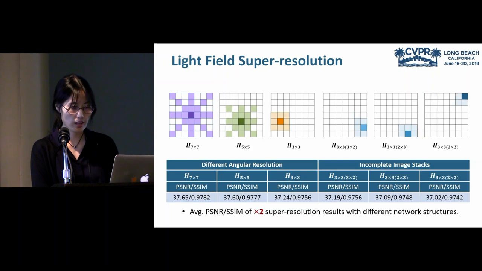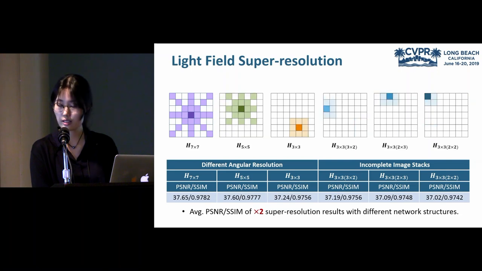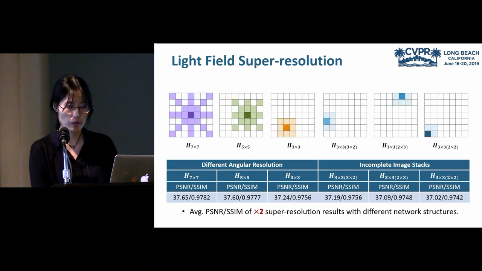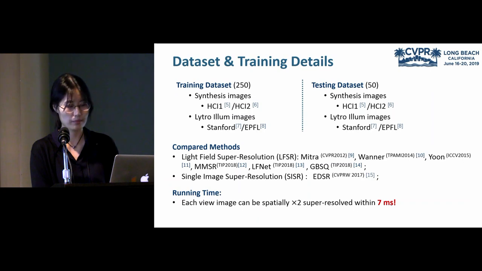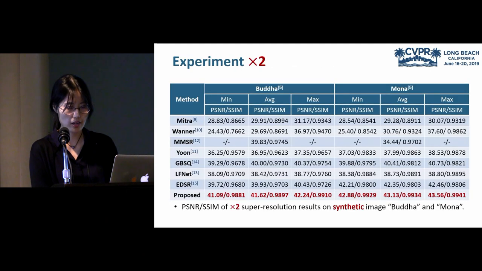We train different networks for light fields with different numbers of input views, and these networks can be combined to obtain final results. We evaluate these networks using our test data set. As shown, using the proposed structure, light field with 3x3 views can also achieve great results after training. In the experiment, both synthetic and real-world light field images are used for training and testing. Different light field and single image super resolution methods are compared.